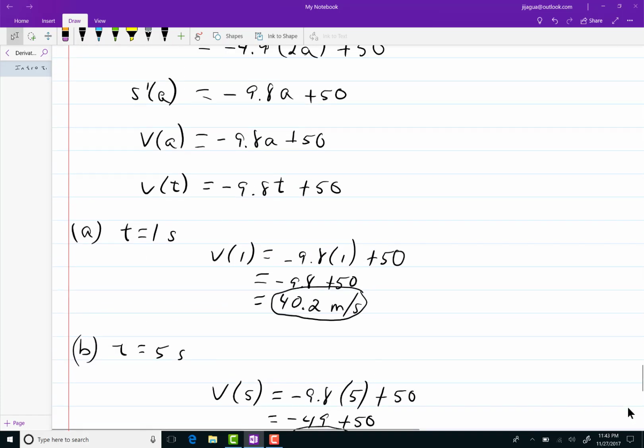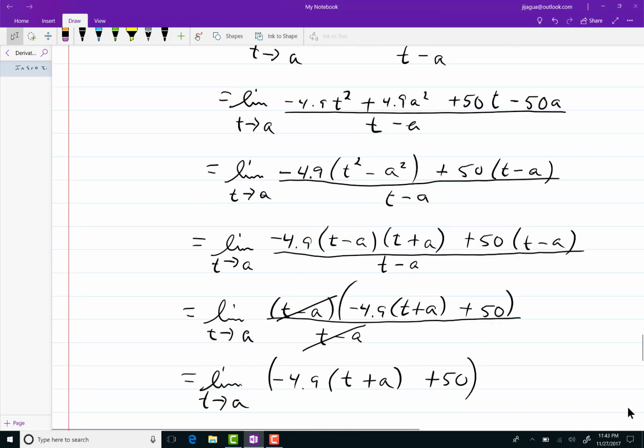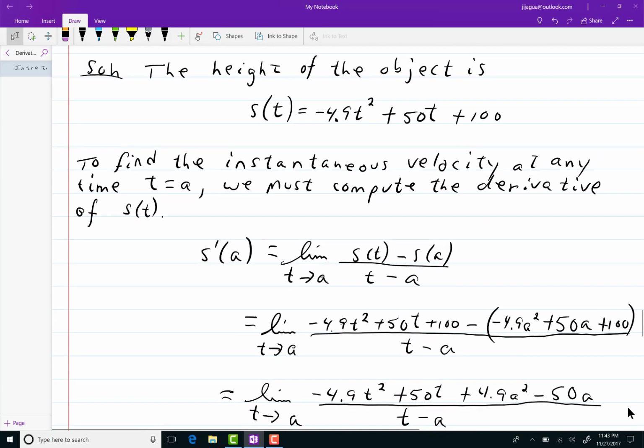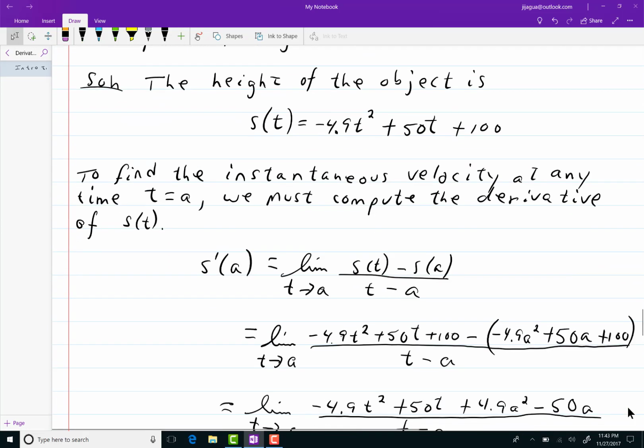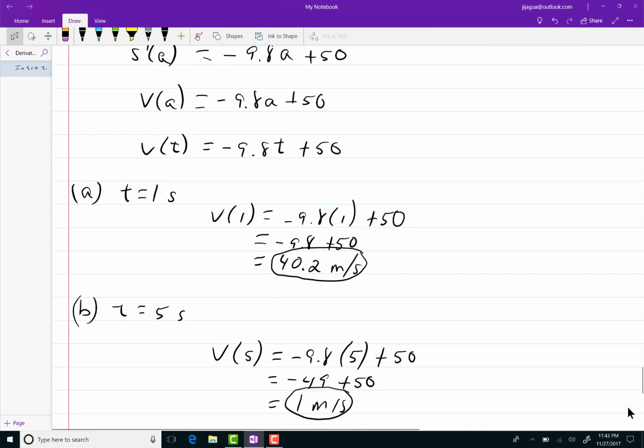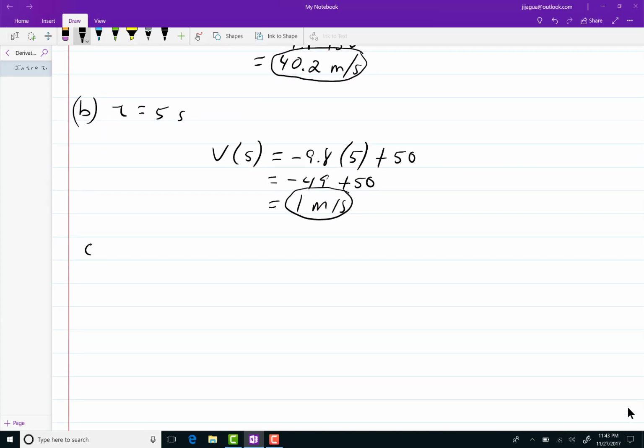Now let me see what was part C. I don't remember the original question. Part C was at its highest point, and the impact with the ground is part D. So part C is its highest point. Well, this is an interesting question because you should know that when the object gets to its highest point, it is neither climbing nor falling. So therefore, the velocity is 0 meters per second.